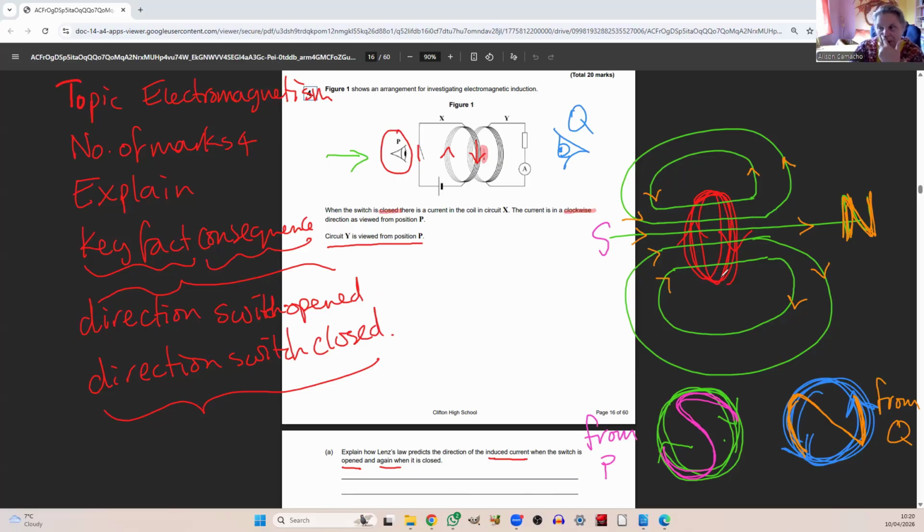Right, okay. So, what's the concept behind the shortcut? Here is my coil.